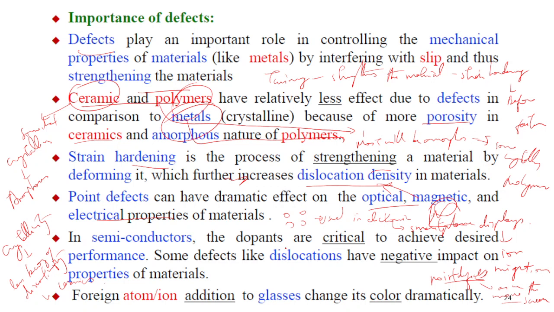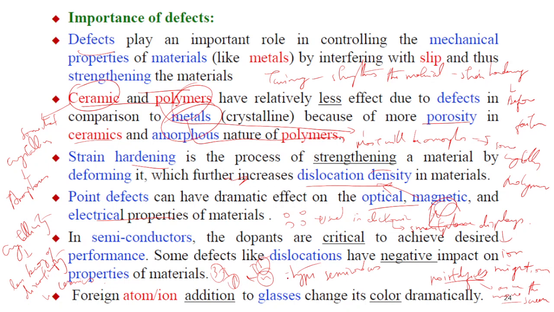So in semiconductors, the dopants are critical to achieve the desired performance. Like we already know, right? P and N type semiconductors. Based on dopants, if it is 3 valence, meaning trivalent, it is a P type, pentavalent 5 means it is an N type semiconductor, and we all know that N type usually performs better than the P type.